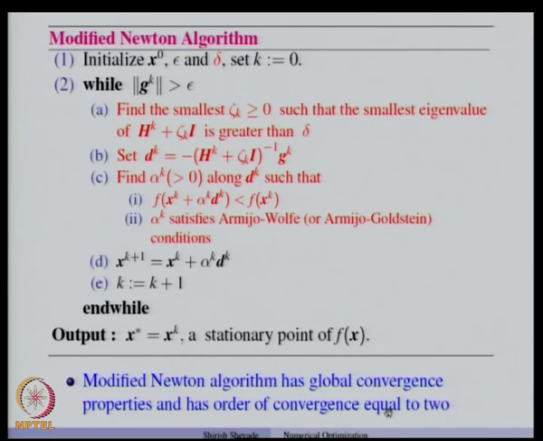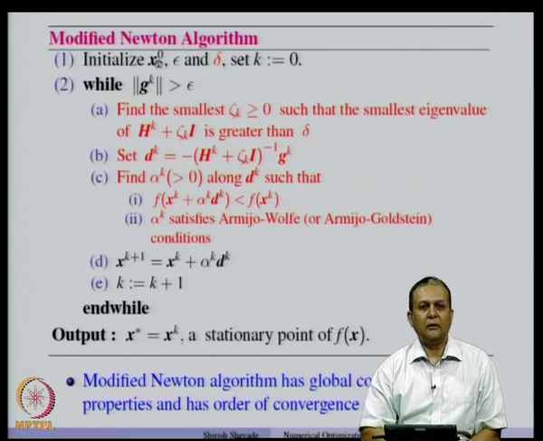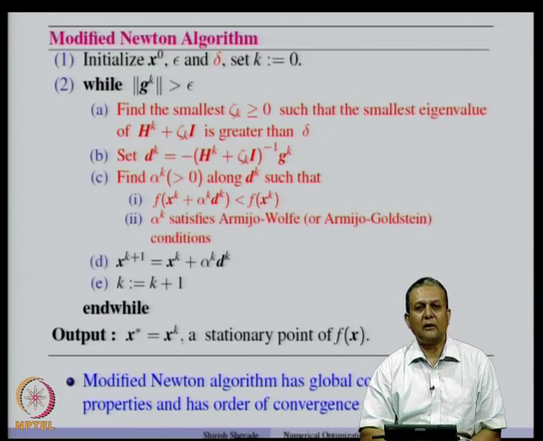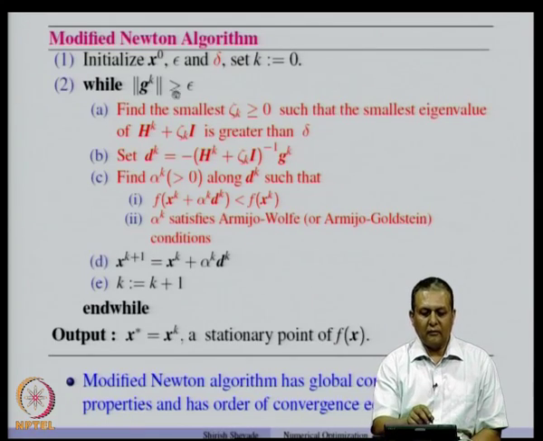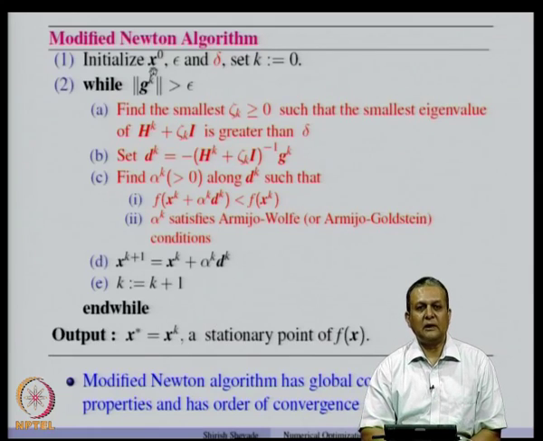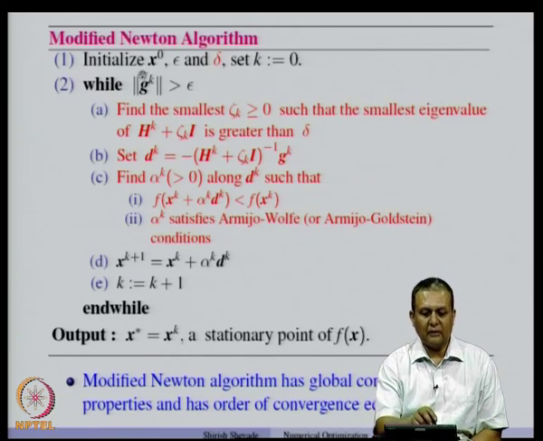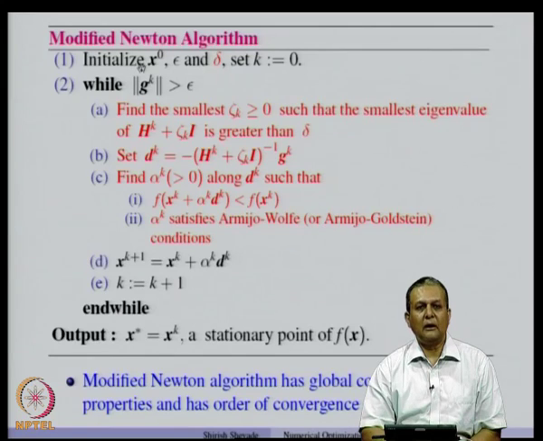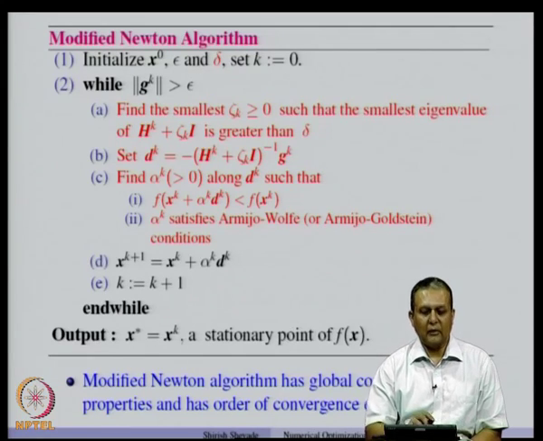So, the important thing that one should keep in mind is that there are no restrictions on the initial point x naught. Unlike the classical Newton algorithm, which is very sensitive to x naught, this modified Newton algorithm is not sensitive to x naught.